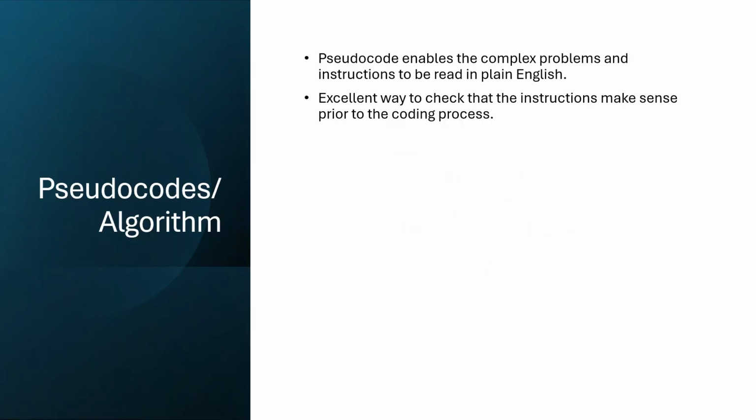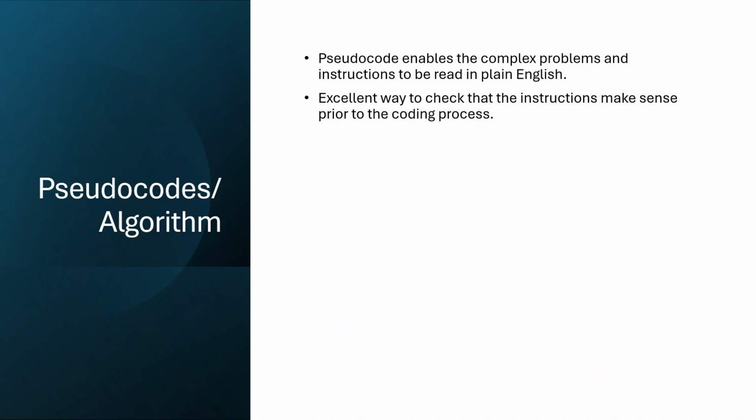Talking about pseudocodes, in the second stage, that is the design stage of the program development lifecycle, pseudocode enables complex problems and instructions to be read in plain English. These complex problems are not decomposed into simpler ones, but still they need to be addressed in plain English for the user to understand. It is an excellent way to check that the instructions make sense prior to the coding process.